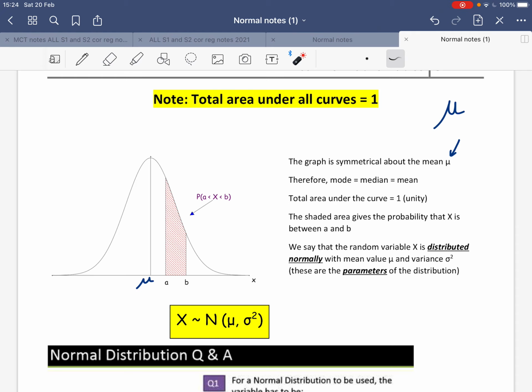And the shaded area, in this case, if we could work out what that shaded area was, that will give us the probability that x lies between these two values a and b. So that portion would tell us that. We say that the random variable x is distributed normally with mean value mu and variance sigma squared. And these are the parameters of the distribution. So remember, this is the standard deviation. So square the standard deviation, you get the variance. So the parameters for a normal distribution are the mean and the variance. They're always written in that order.